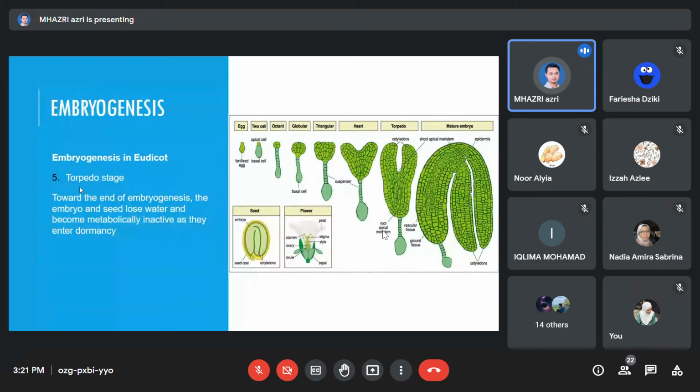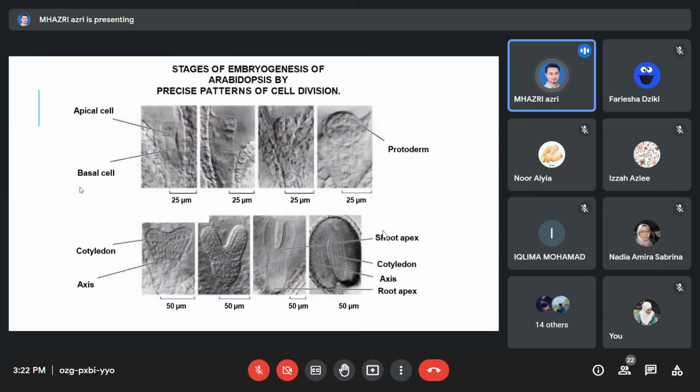It's the same as when you watch the news abroad, especially in Europe, sometimes there is hot weather and then the forest burns. After the forest burns, there are seeds that grow. So there are certain seeds that require very high temperature to break their dormancy. Okay, so this is the fifth stage, not the torpedo stage but the mature stage.